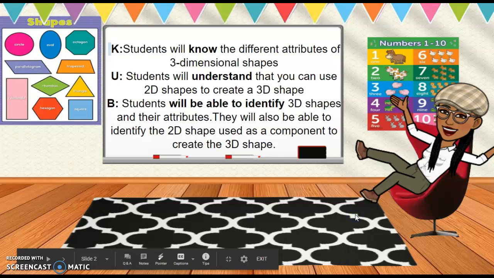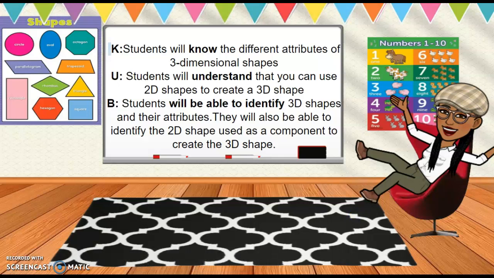Students will know the different attributes of three-dimensional shapes. Students will understand that you can use 2D shapes to create a 3D shape, and students will be able to identify 3D shapes and their attributes. They will also be able to identify the 2D shape used as a component to create the 3D shape.